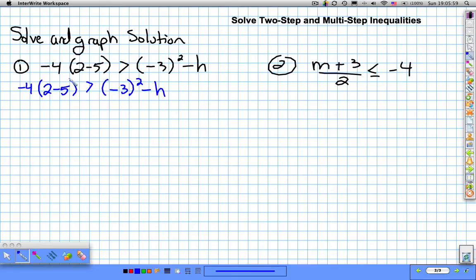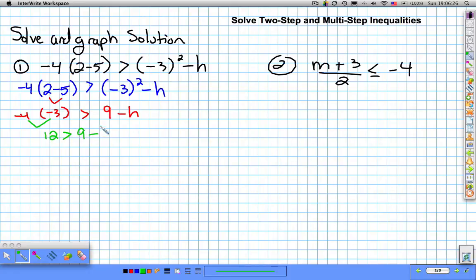Basically, what I'm going to want to do on this left side is follow my order of operations. So 2 minus 5 is a negative 3. And it's negative 4 times that. And on this right side, this says the quantity of negative 3 squared. So that's negative 3 times negative 3. Well, a negative times negative is a positive, and 3 times 3 is 9, so my answer is positive 9.